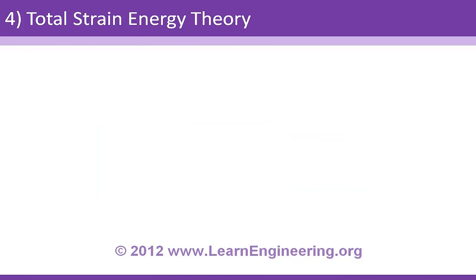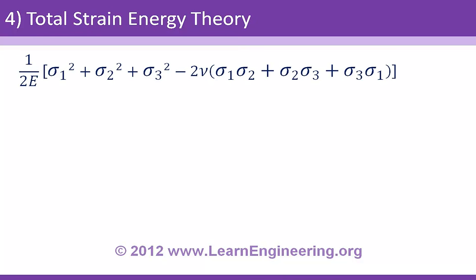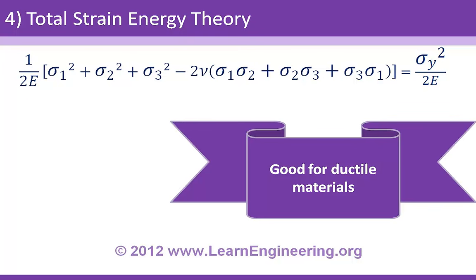Now the fourth theory, total strain energy theory. Here again, when the total strain energy in an actual system is the same as the total strain energy in a simple tension test, the material fails. The total strain energy can be represented like this, a pretty complicated equation in terms of principal stresses. And you know the total strain energy in a simple tension test is sigma y square by 2E. So equate these quantities and this is the condition for failure. Again, this theory works well for ductile materials. If the material used for design purpose is ductile in nature, you could use this theory as a design criterion.